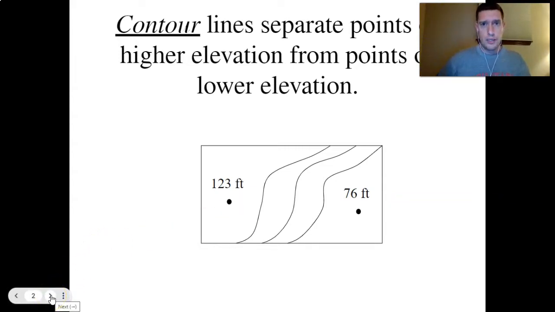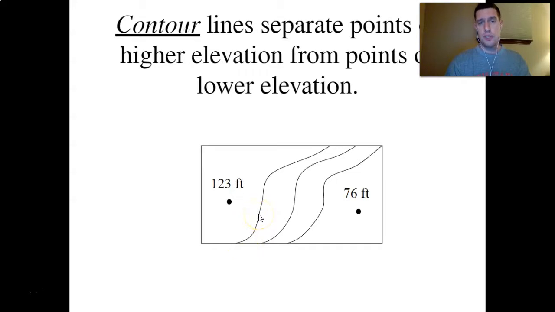So contour lines are these lines that you're going to see on the maps, and they separate points of higher elevation from points of lower elevation. And it also means that everywhere on that line, just like you saw in the water demonstration and in the map demonstration and in the stations, everywhere on that line that you stand, you're going to be at that exact elevation.